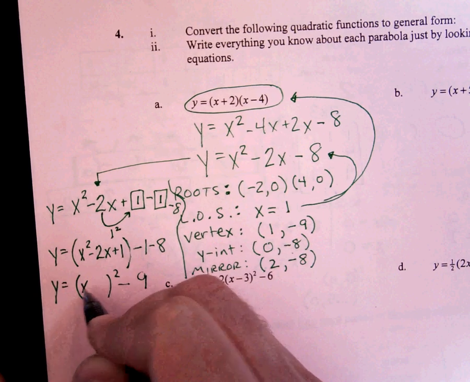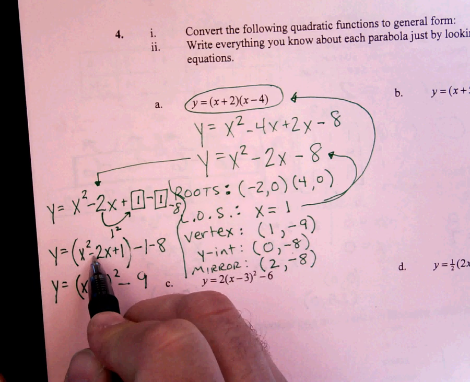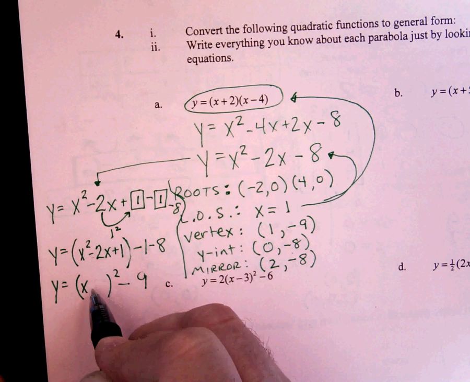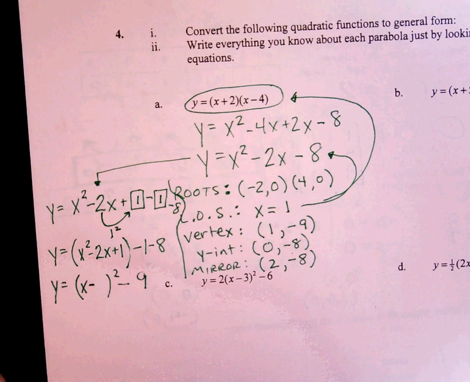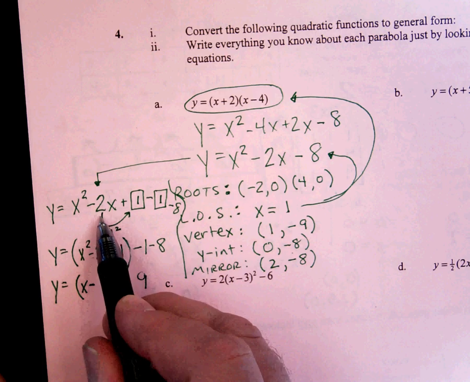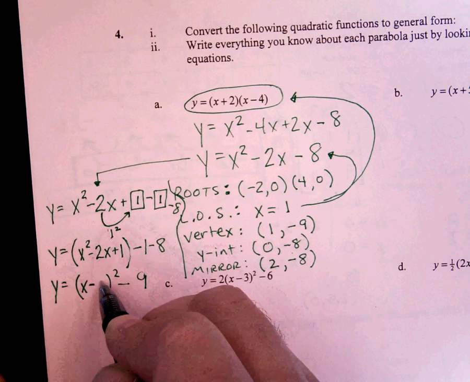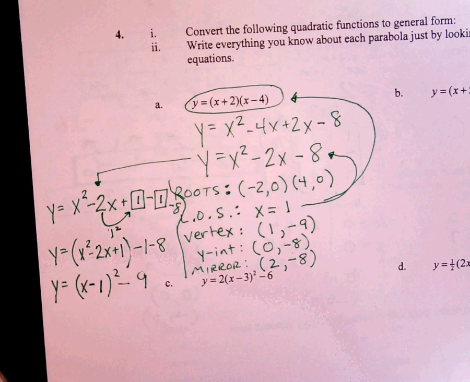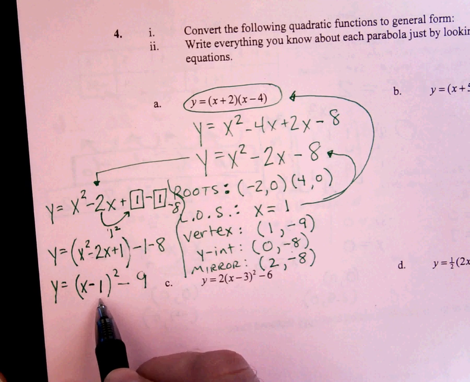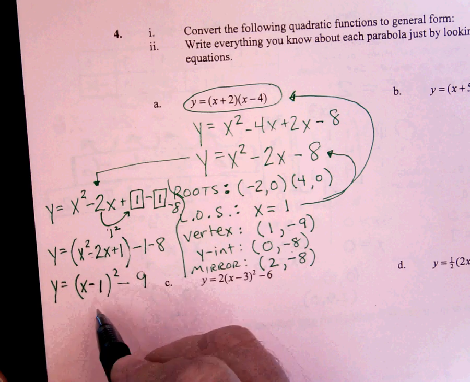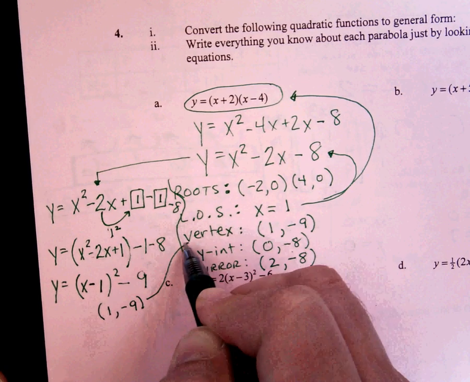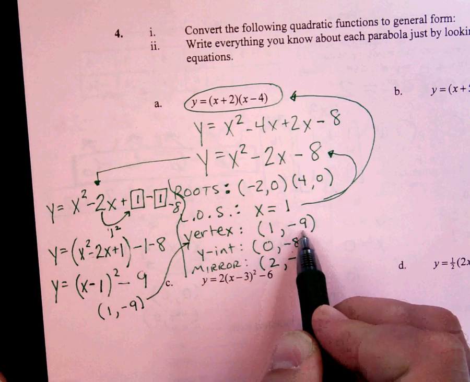To finish this and put it in vertex form, now we pay attention to the fact that the 2 was negative. If it's negative in the equation, it's negative in vertex form. And the number that was in the middle here, when we took half of 2, we got 1. That's the number that goes there in the vertex form. And you can see that in the vertex form we would have (1, -9). That should be the vertex. Check it out. That's what we got before, (1, -9).